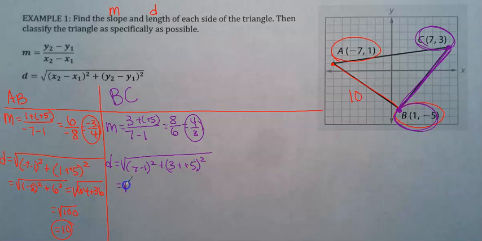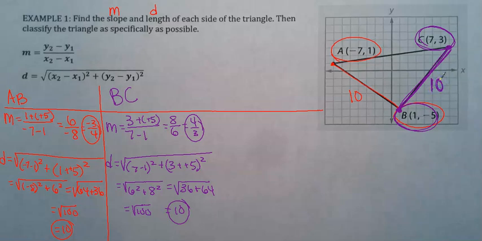So this is equal to the square root of 7 minus 1 is 6 squared, plus 3 plus 5 is 8 squared. I keep making that much longer than I need. So that's equal to the square root. 6 squared is 36, plus 8 squared is 64. That's equal to the square root of 100, which is equal to 10. So this length is 10.